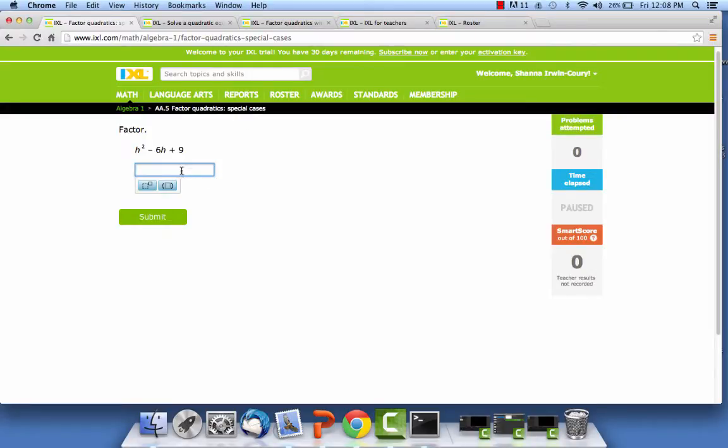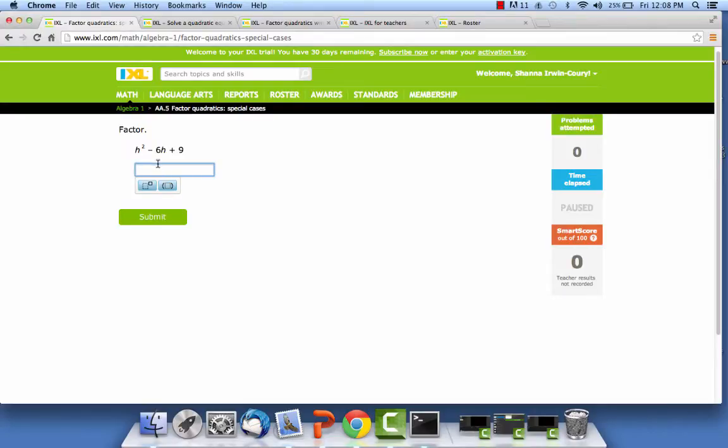Okay, so h squared minus 6h plus 9. Because it has that middle h, it's not the difference of squares. And you take half of negative 6, and really you can just forget the sign, right? Because when you're checking to see if it's a perfect square trinomial, the sign's going to get squared away anyway. So let's just say, half the 6 is 3, and that squared is 9.